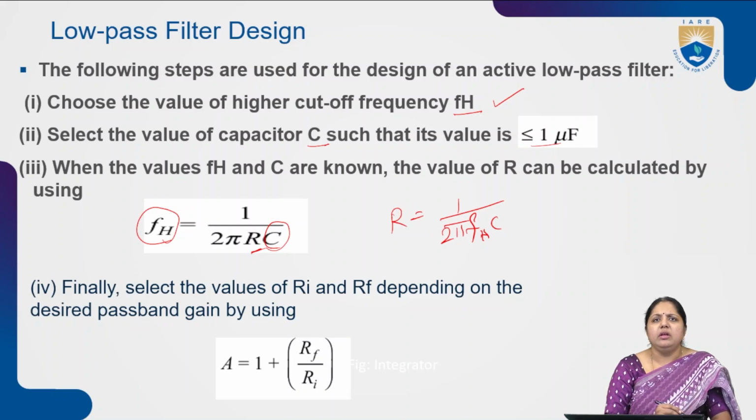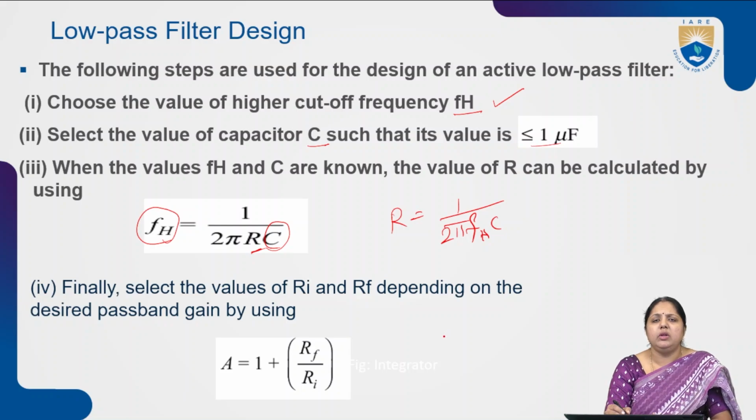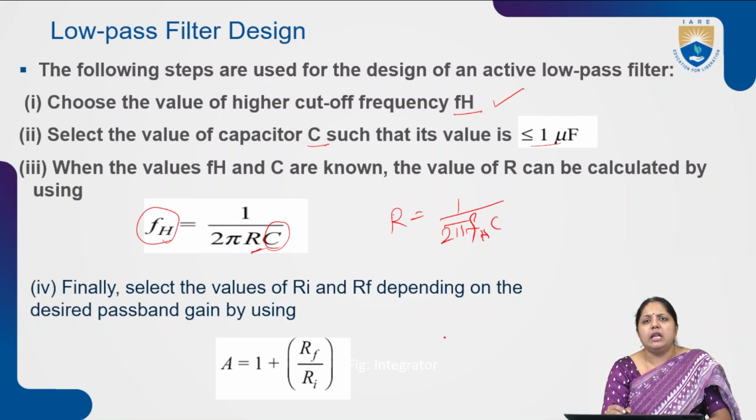Next, you need to find the gain. The gain is required because in your low pass filter circuit, RI is there and RF is there. So that's why I need to find the gain value. Suppose I just assume some gain value A. Take A as 10, 1, 4, anything.